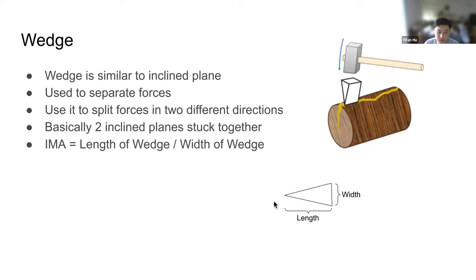So in this situation, the IMA would be the length over the width. So when you push this way, it will split the force. Instead of you having to push sideways, this one wedge will simplify what you're doing, and you only need to hit in one direction. Like to split this log, you only need to hit downwards.